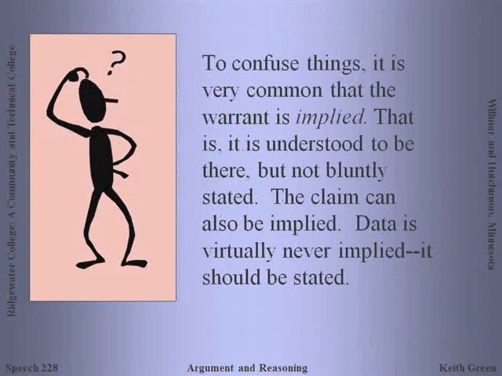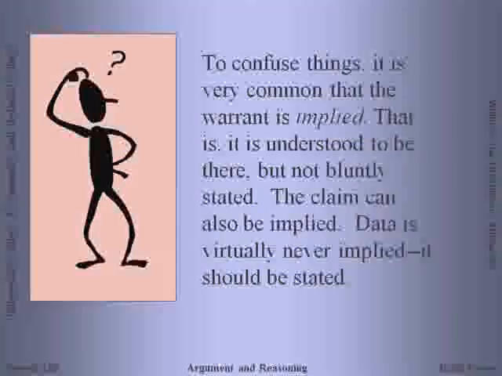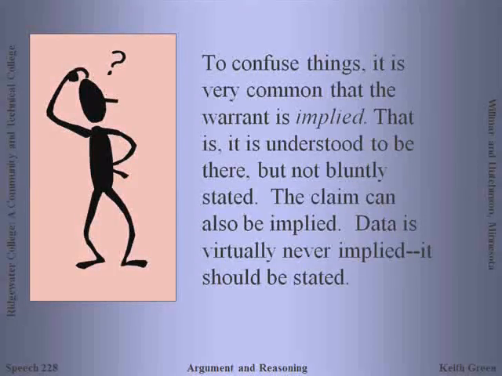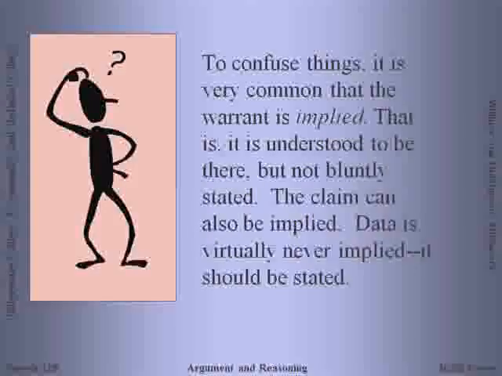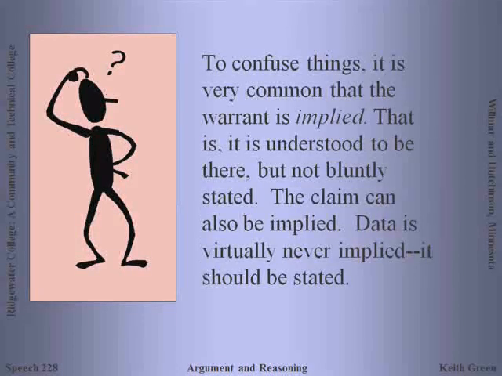Okay, now to confuse things a little bit. Notice in the examples I gave you, everything was laid out for you, but it's very, very common that the warrant is implied. So for example, go back to my one about wearing a jacket because it's raining. We don't normally say, when it's raining outside, I need to protect myself. We just naturally think that, and as a result, it's an implied warrant. It's understood to be there, but it's not bluntly stated.